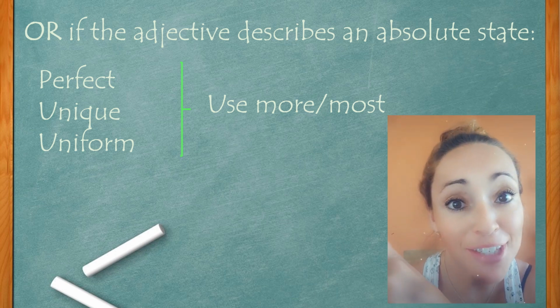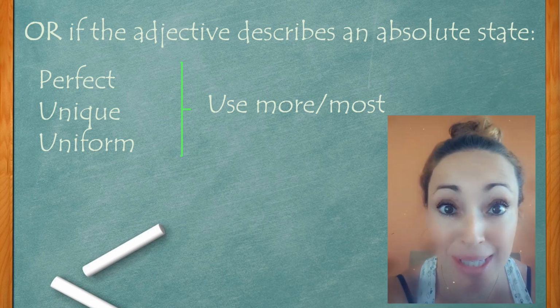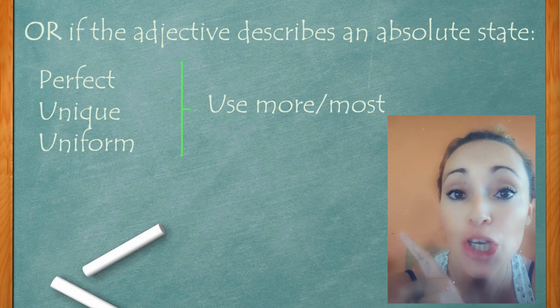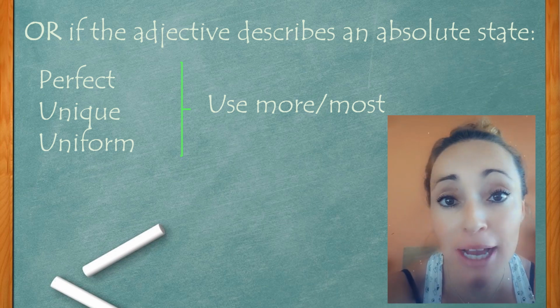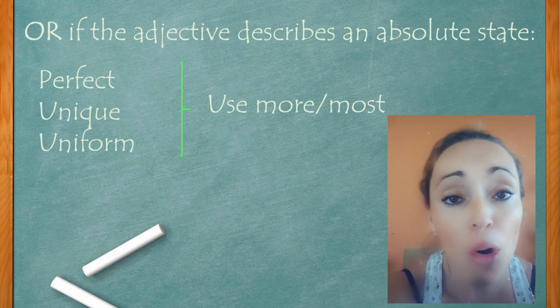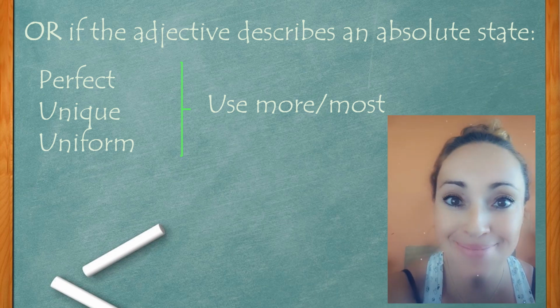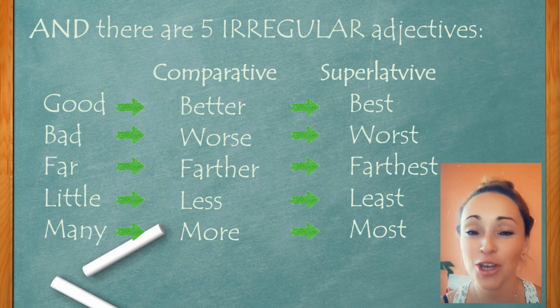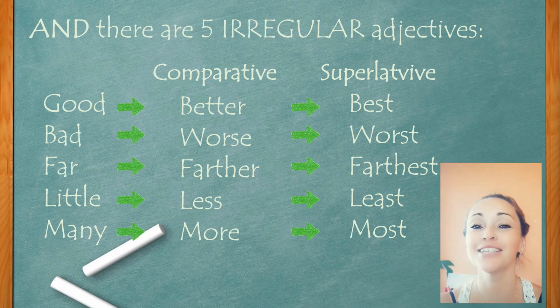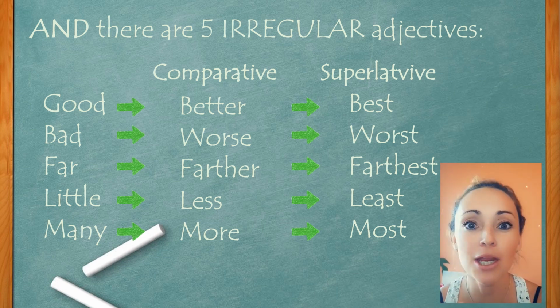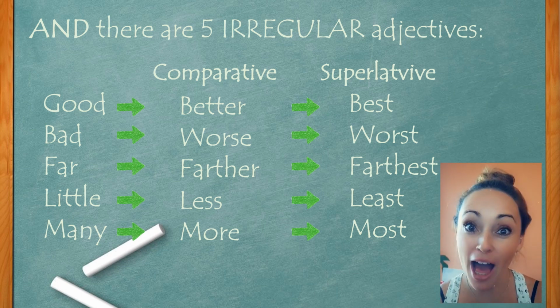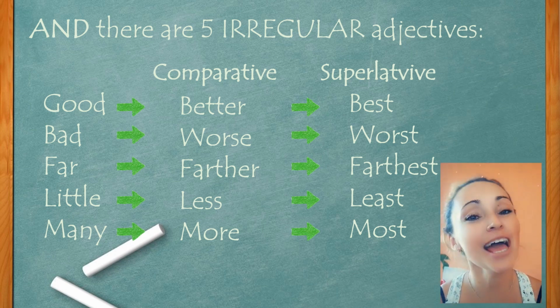Or if the adjective describes an absolute state like perfect, unique, uniform, you cannot add er or est. It functions the same way as the long adjectives. You have to add more or most. And last but not least, you have to memorize by heart 5 different adjectives that do not obey any rule and are completely different. And those are good, bad, far, little, and many.